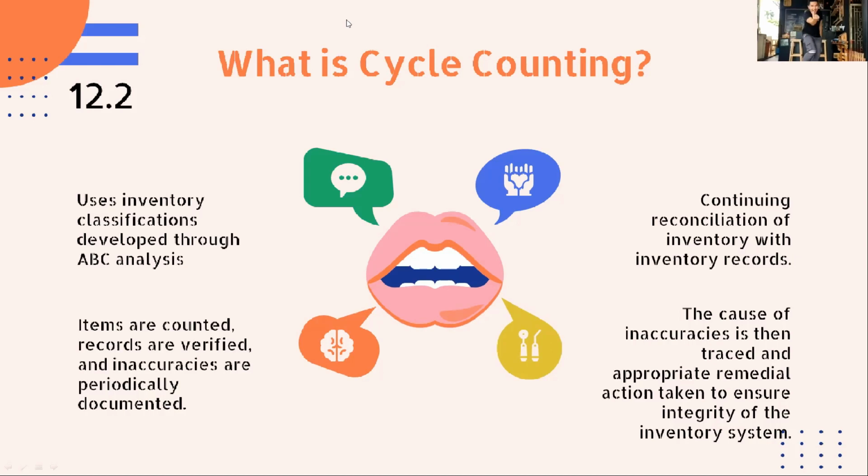The A items will be counted frequently, perhaps once a month. The B items will be counted less frequently, perhaps once a quarter, and C items will be counted perhaps once every 6 months. And example 2 illustrates how to compute the number of items in each classification to be counted each day.